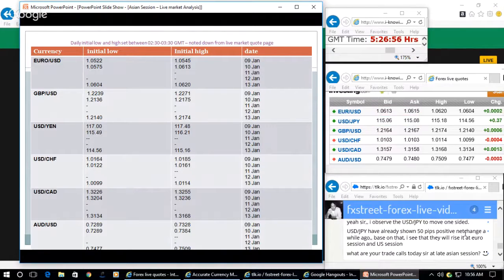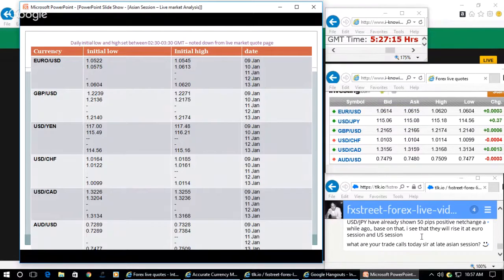USDN have already shown a 50 pips positive net change, and while at gold. Based on that, I see that they will rise in the European and US sessions. They will make moves either way in the case of USDN. And volatility is part of the game during the trend reversal time.